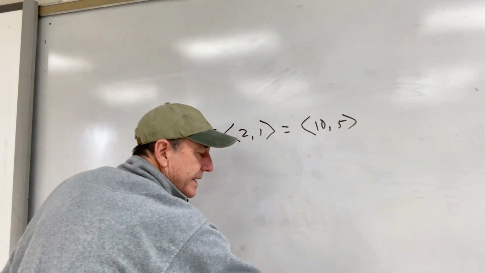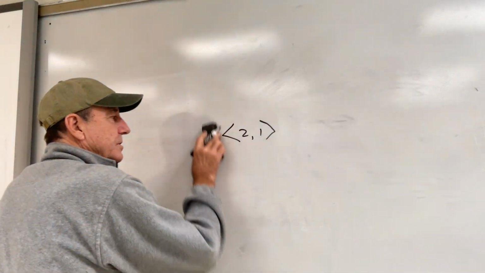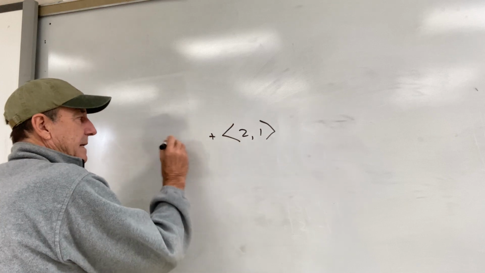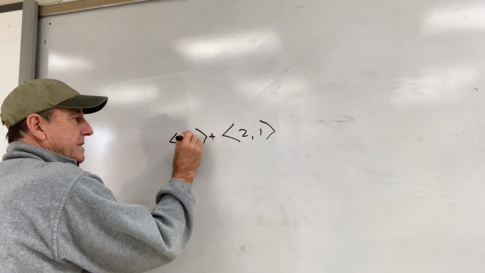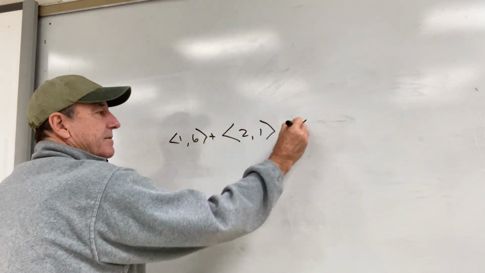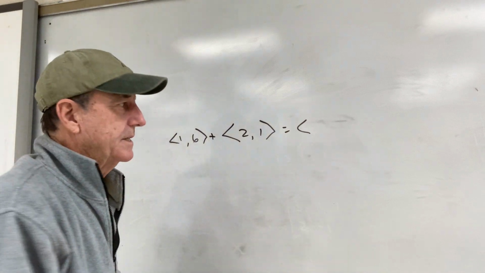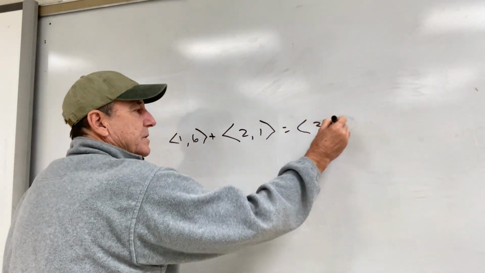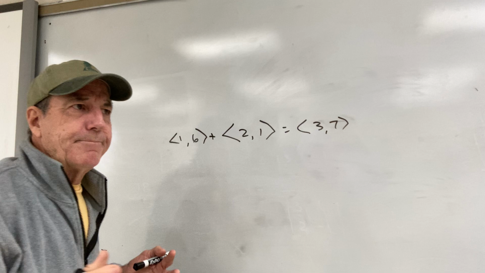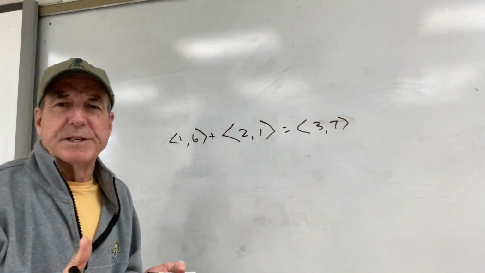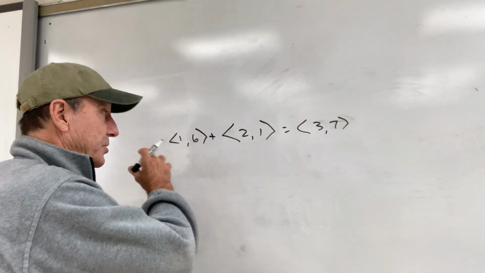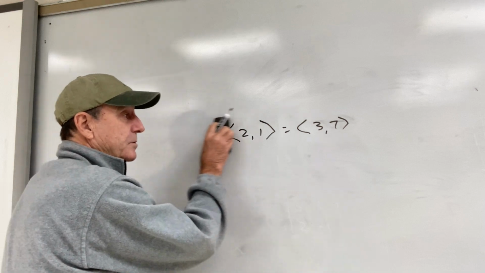Likewise, if you had addition or subtraction of vectors, as long as they're the same dimension, (1, 6) and we're adding these, obviously you just add components. So that stuff is easy: (3, 7). Matrices sort of behave the same way. You can add, you can subtract, you can do scalar multiplication of matrices without a lot of grief.